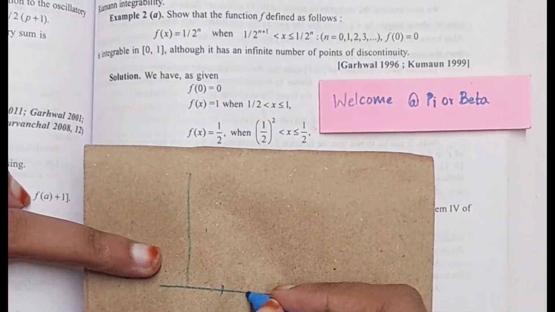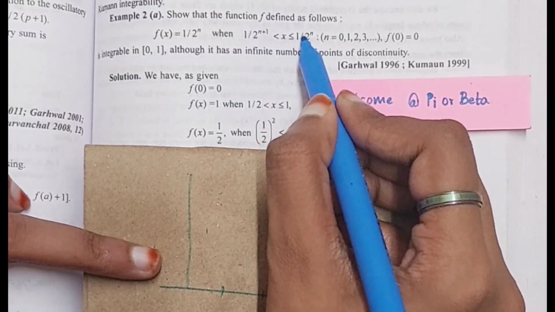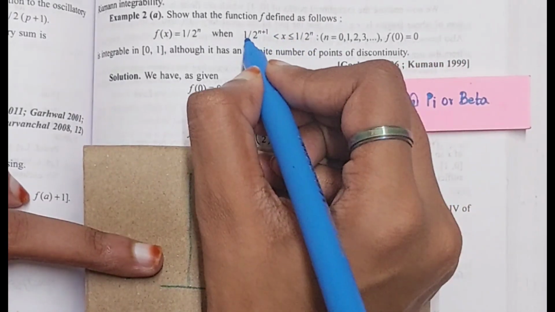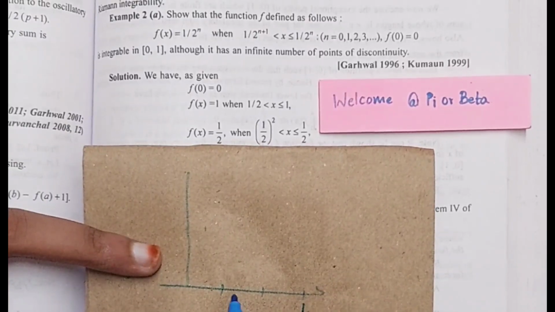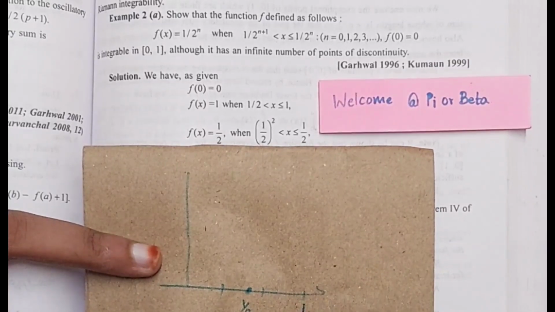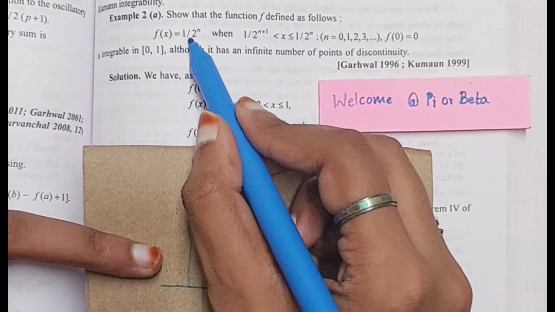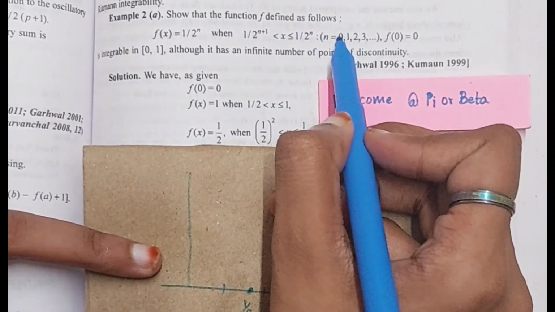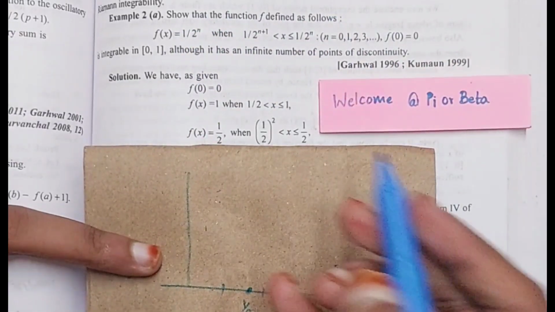Okay, fine. If n is 0, 1 by 2 will be here, and 1 by 2 the whole power 0 is 1. So ultimately, for x from 1 by 2 to 1, let it be 1, half will be in the middle of this. So for 1 by 2 to 1, the function takes the value 1 by 2 the whole power n with n equal to 0. You have to substitute each and every value. So for n equal to 0, this range is coming and the value is 1 by 2 power 0, that is 1.